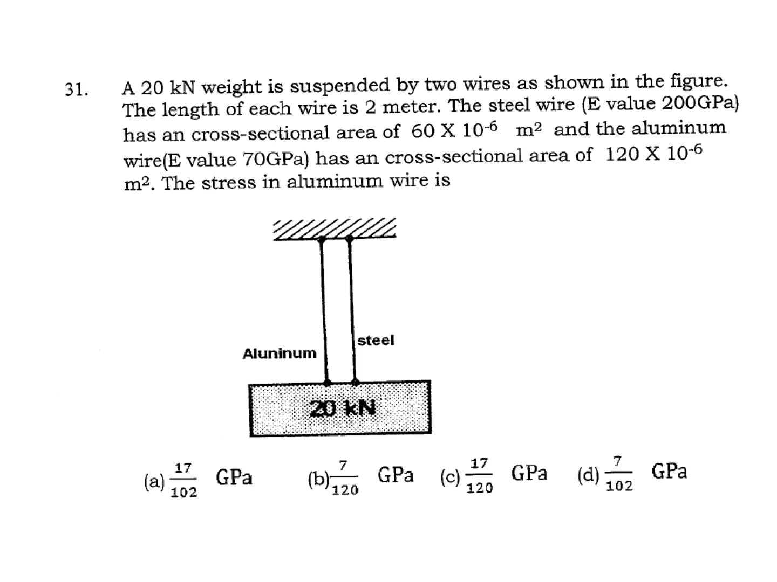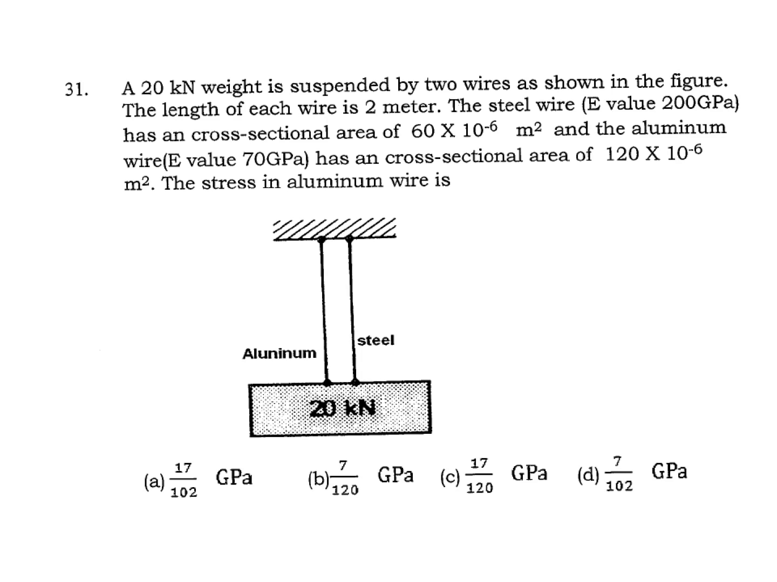A 20 kilonewton weight is suspended by 2 wires as shown in the figure. The length of each wire is 2 meters. The steel wire, E value is 200 GPa, has a cross-sectional area of 60 into 10 to the power minus 6 meter square, and the aluminum wire, E is Young's modulus, 70 GPa, has a cross-sectional area of 120 into 10 power minus 6 meter square. The stress in aluminum wire is how much?